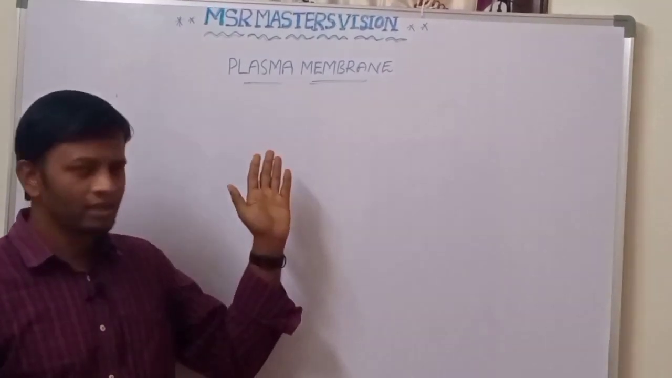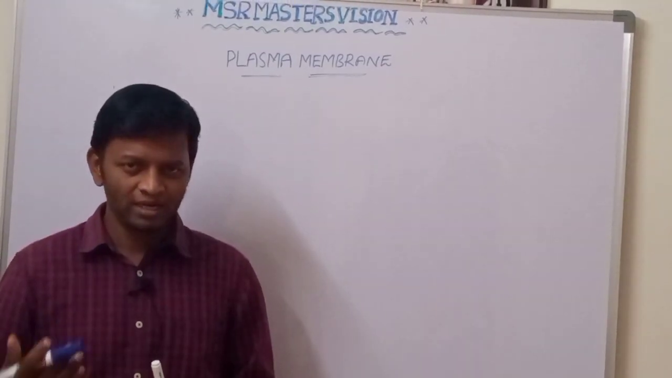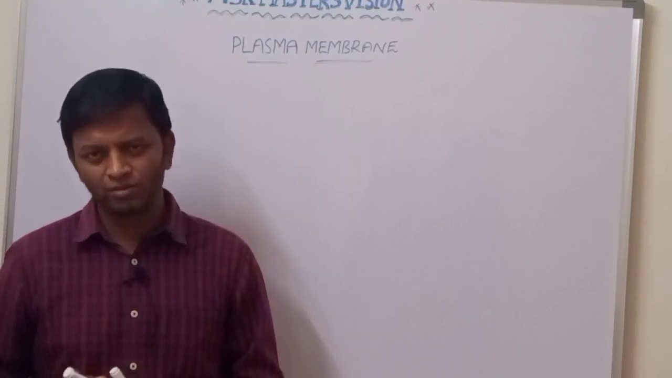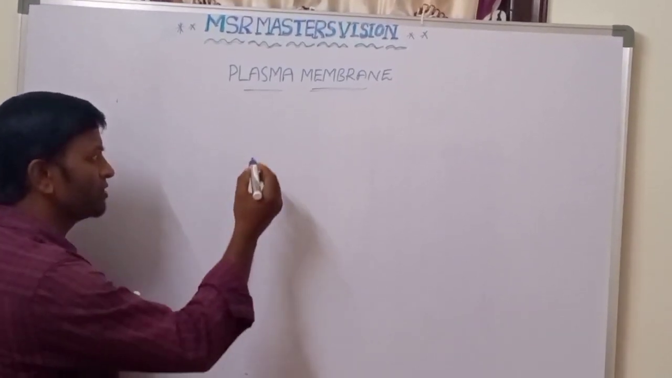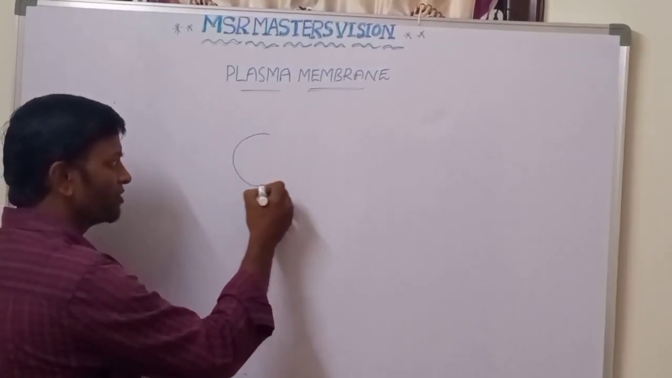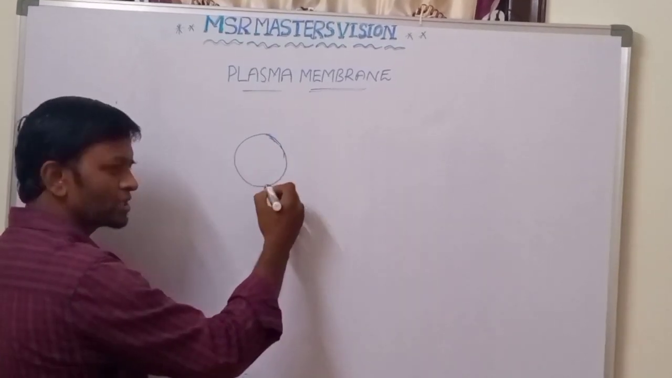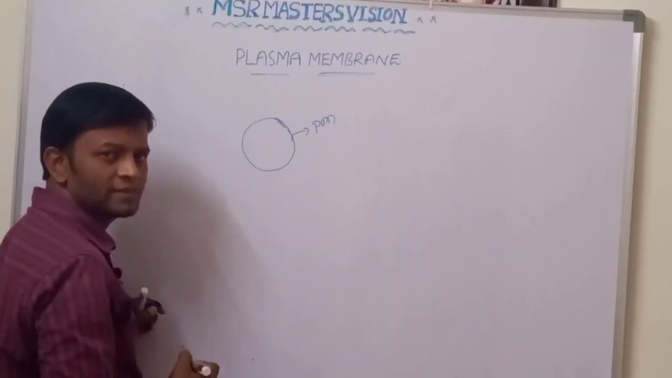So in this lesson we'll discuss the structure and functions of plasma membrane. If you take the animal cell, what is the outermost layer? In the animal cell, the outermost layer is plasma membrane.